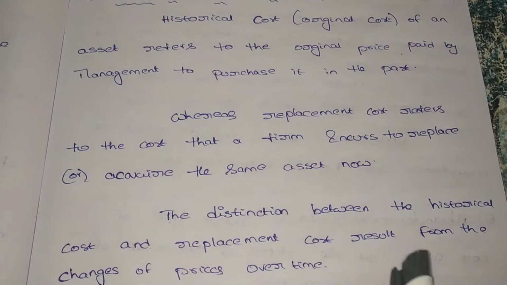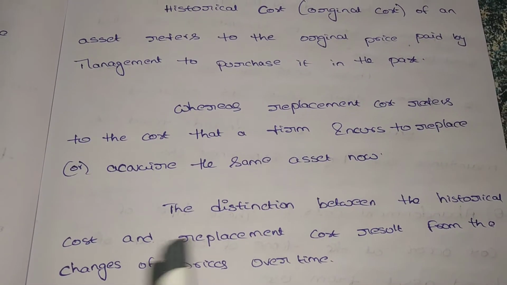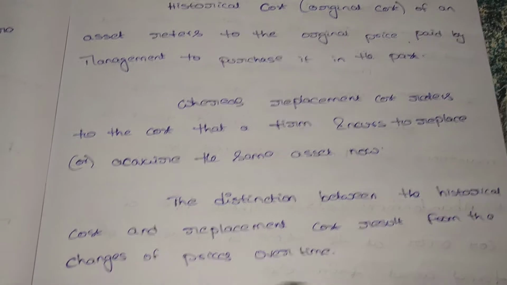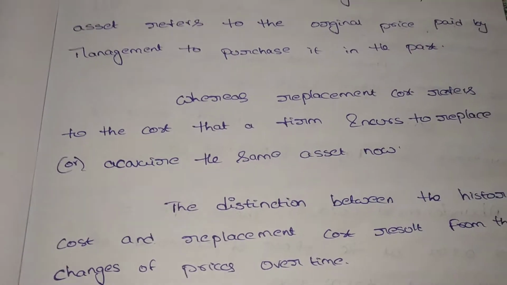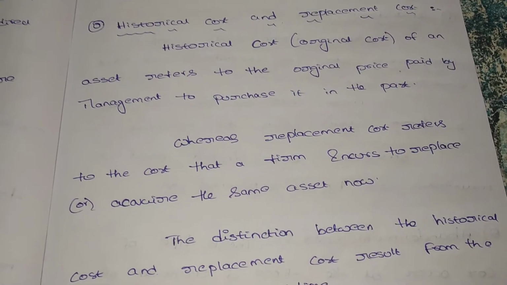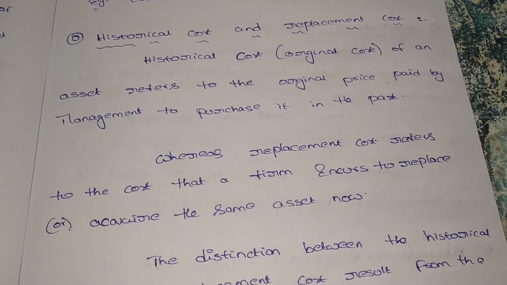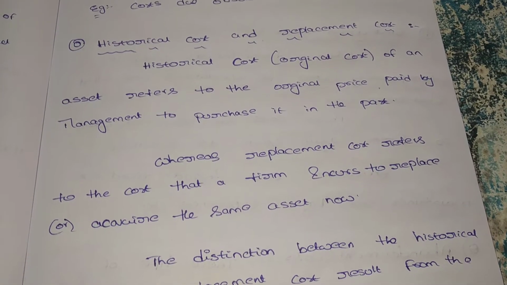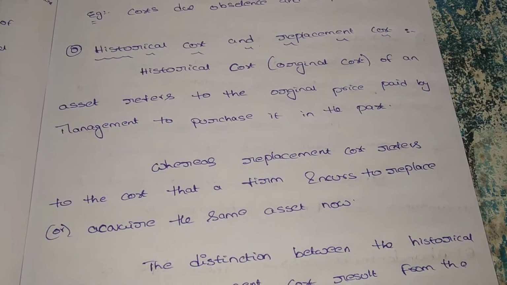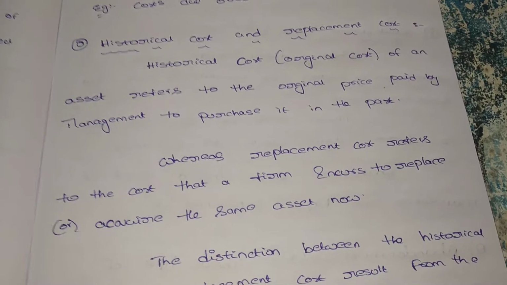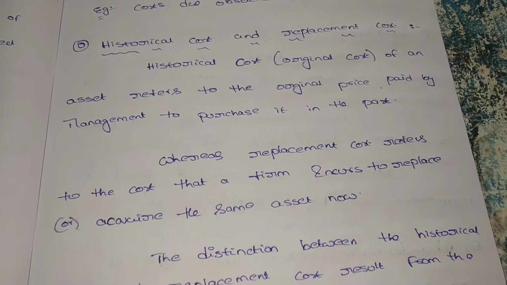The distinction between historical cost and replacement cost results from changes of prices over time. Historical cost is the cost at the time of purchase of the asset. Replacement cost means now we are thinking according to the current time. There is a change in time, and for the change in time, the cost also differs. That is the only difference.